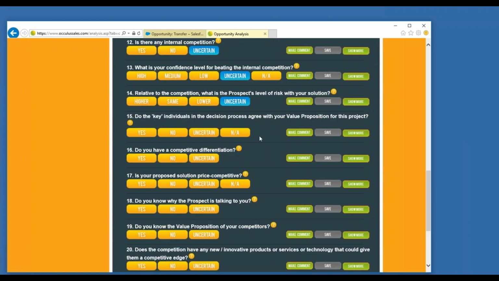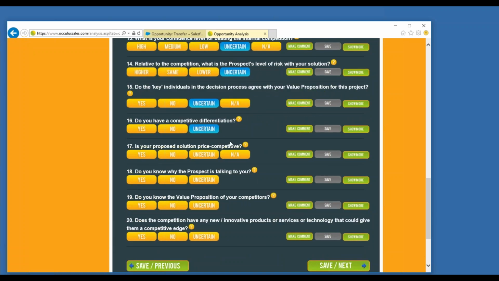So here, number 15, do the key individuals involved in the decision process agree with the value proposition? I don't know. Haven't met them, so I'll answer that. Do we have a competitive differentiation? Well, certainly we do against the external competition. Against the internal competition, I don't know. Will our proposal be price competitive? Yeah, I happen to know that we've got the best price points in the area.